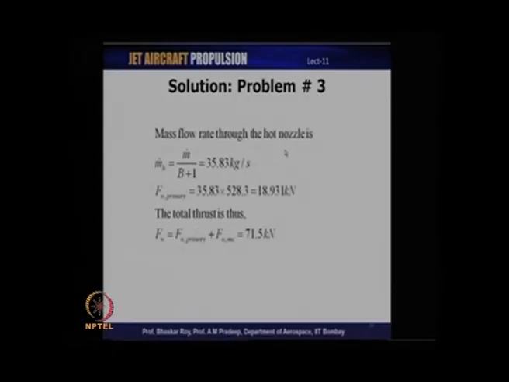And the mass flow rate through the hot nozzle is 35.83. Therefore, thrust developed is 35.83 times the exhaust velocity, which is 18.931 kilonewtons. Therefore, the total thrust is equal to the primary thrust, which is developed by the primary nozzle, plus that of the secondary nozzle, that is 71.5 kilonewtons. So, this is a problem which involved an unmixed turbofan engine, which consisted of two separate streams, each of them generating a thrust and contributing towards the total thrust.